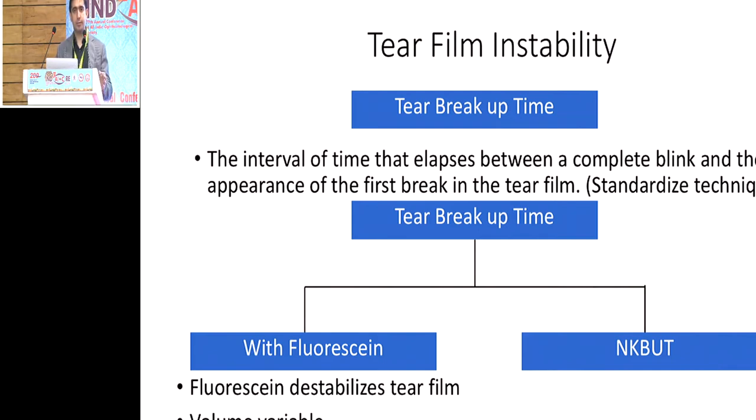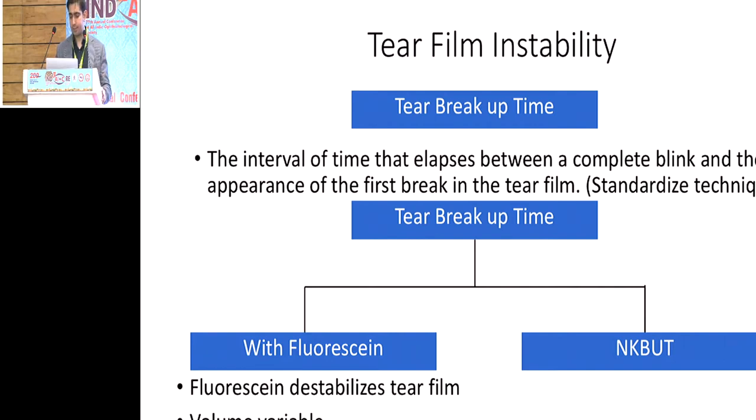We have to be careful that we use a preservative-free drop when we're actually using this, and we make sure that the same amount of fluorescein is being instilled. So a common mistake is to use the same strip for both eyes, which should not be done. So the volume has to be standardized, and you have to use a standardized pattern of doing the test. So ask the patient to blink 3 times and then go ahead with asking him to keep the eyes open and not blink.